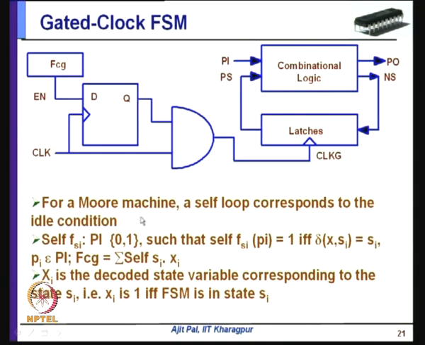For a Moore machine, a self loop corresponds to the idle condition. In this idle condition, clock can be stopped. That means, in this case the output will not change for the input combination, and the state will not change. Those conditions can be identified by FCG, and accordingly the clock gating is being done in gated clock finite state machine, and I have discussed it in detail in this lecture series how finite state machines can be clock gated.